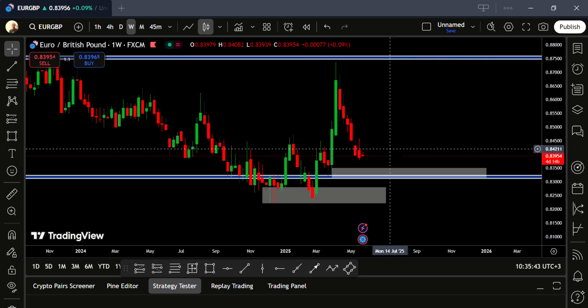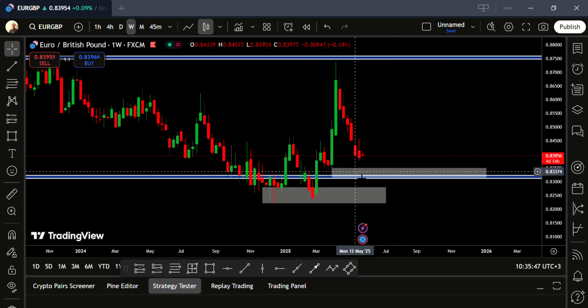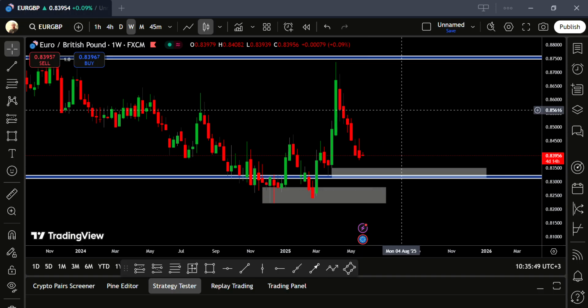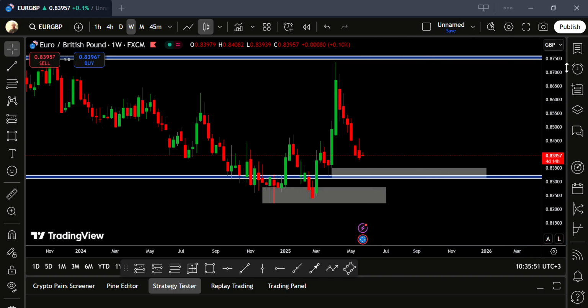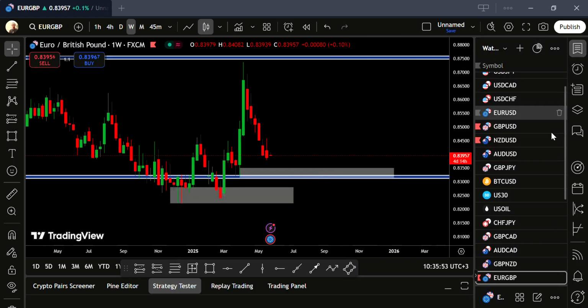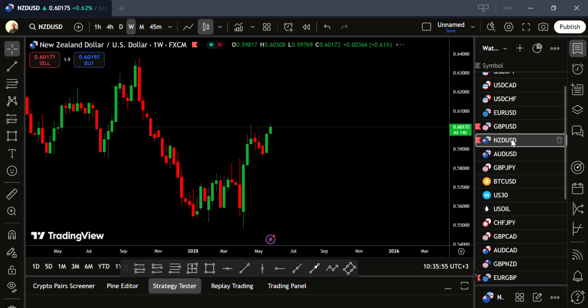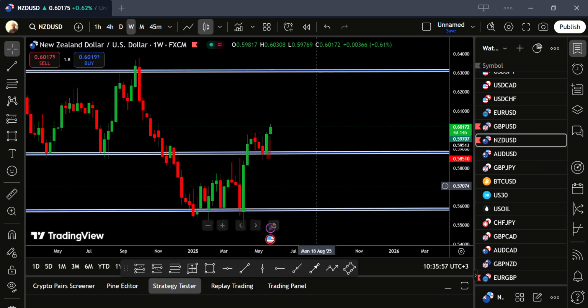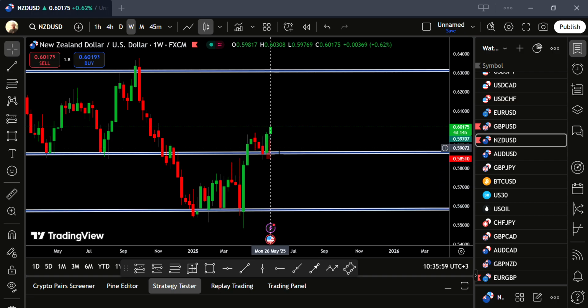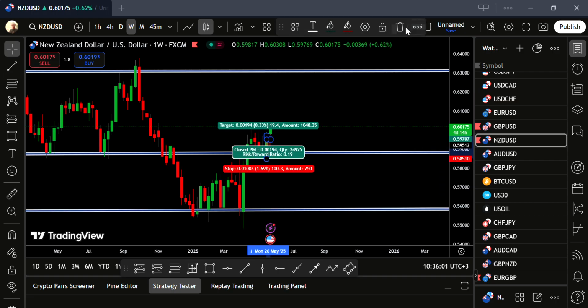So that is all for Euro GBP. Summary is that we are looking for buys as long as price taps this demand zone. We are looking for buys to go up. So let's go on to the next pair, which is NZD-USD. NZD-USD, let me just remove this thing here.